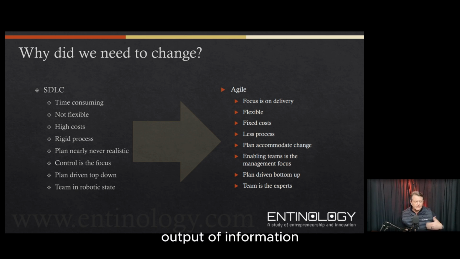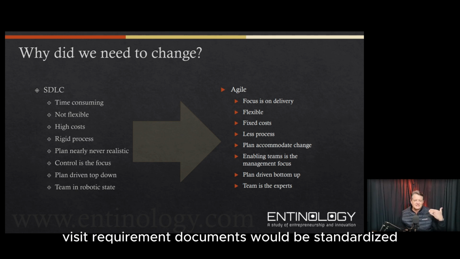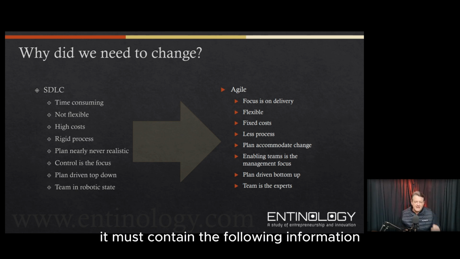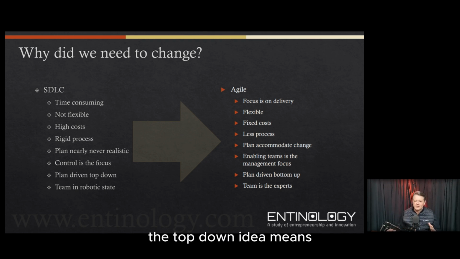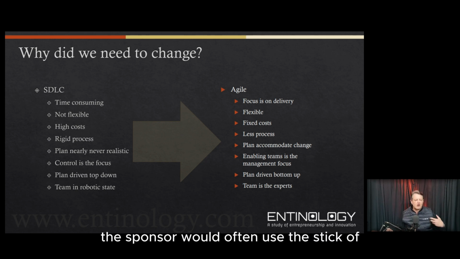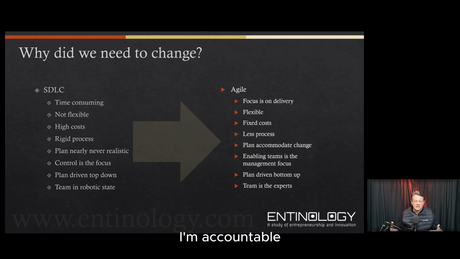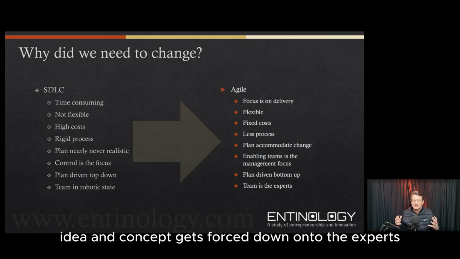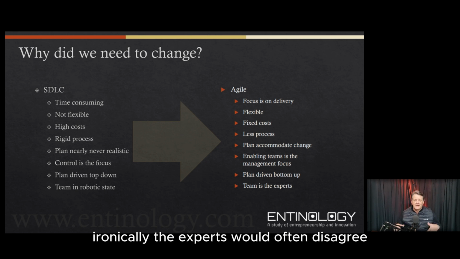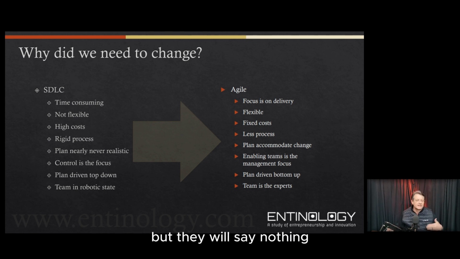Output of information, for example, business requirement documents, would be standardized. It must contain the following information. The plan was driven from the top down. The top down idea means the sponsor would often use the stick of "I'm accountable and therefore you shall." The problem is it's one person at the top whose idea and concept gets forced down onto the experts. Ironically, the experts would often disagree, but they will say nothing because they are in a robotic state.